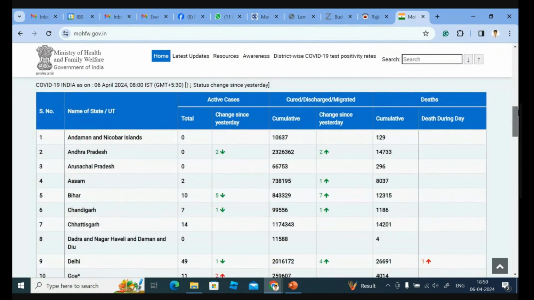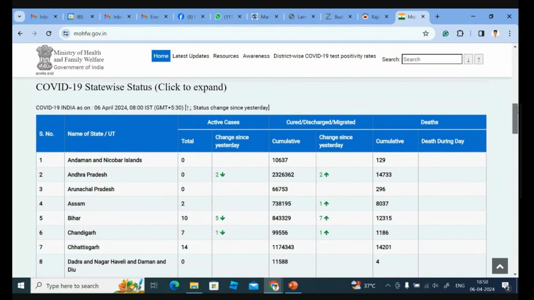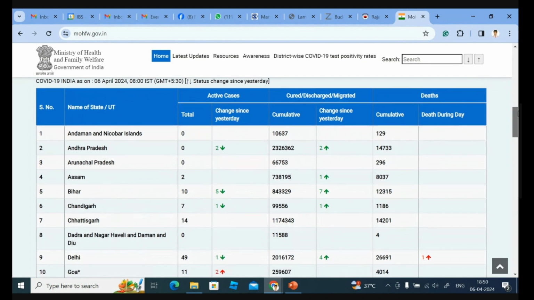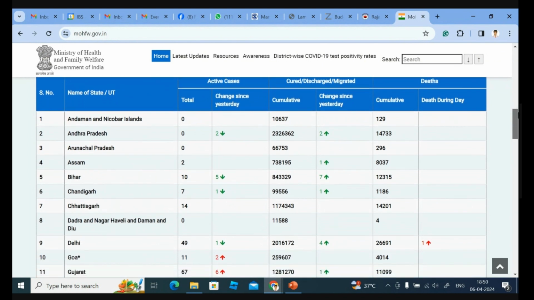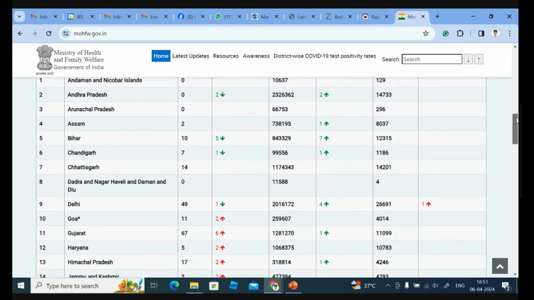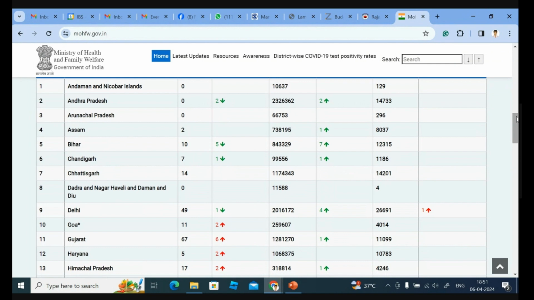Tell me, if this chart is given to you, which state is doing good in terms of discharge? Any quick thoughts on that? This is very macro data, no? Which state is doing good, or has done good, in terms of discharges? Looking at it, tell me.